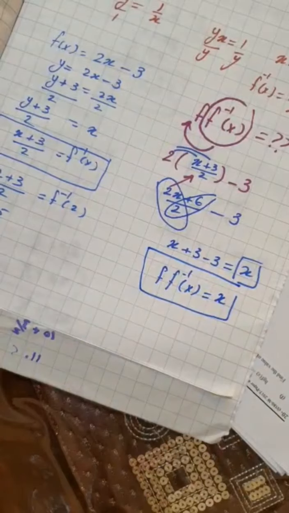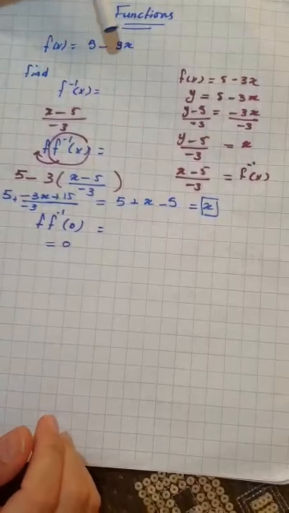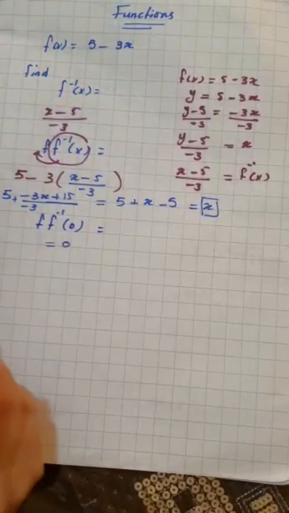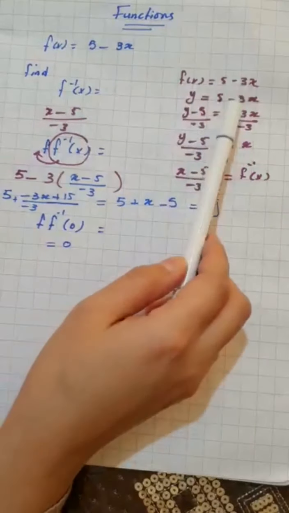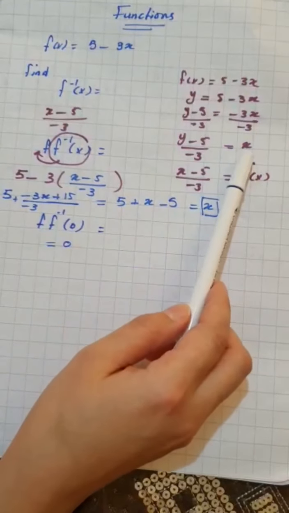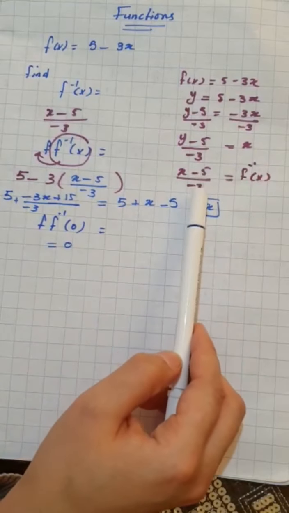Thank you. Another example: if I put f of x equal to 5 minus 3x and they want me to find the inverse of this function, the same thing. I'm going to put f of x equal to y and then I'll solve for x. I need to keep x alone. After solving for x, I'm going to get x minus 5 over minus 3.